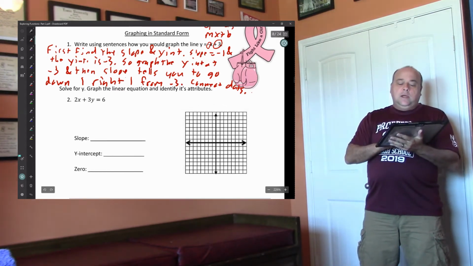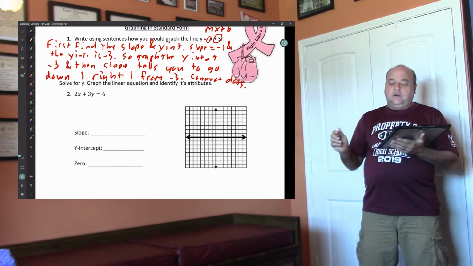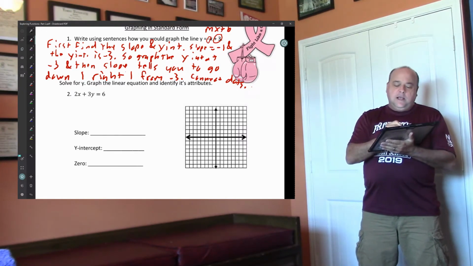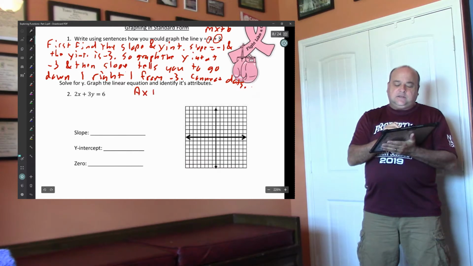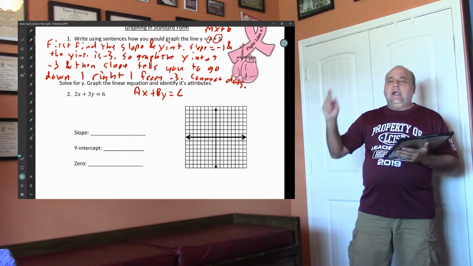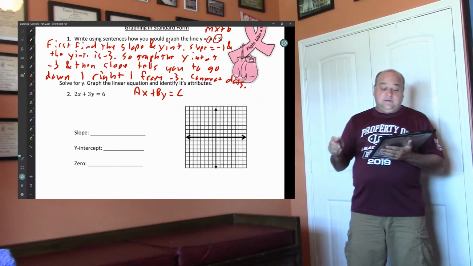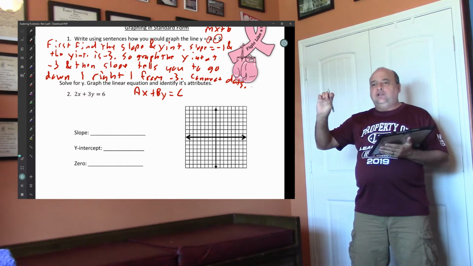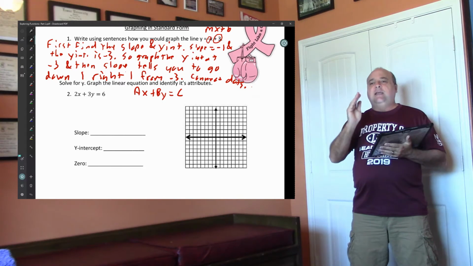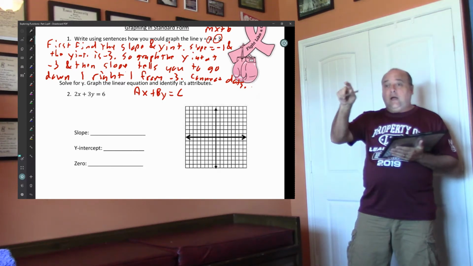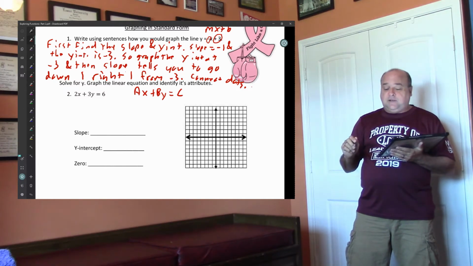Now we're getting into standard form. I'm going to write down what standard form is. Standard form is ax plus by equals c. The a, b, and c are all integers, and the a has to be positive. So in standard form, you have all integers, there are no fractions, and the a has to be positive. This is very powerful because you'll learn how a, b, and c help you find the parts of a line.